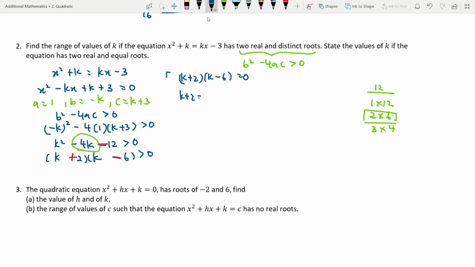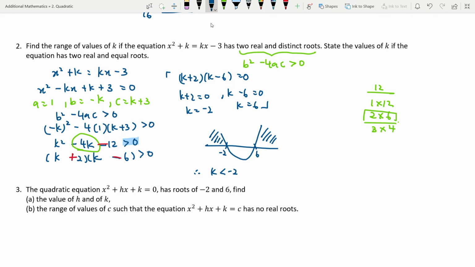We get k plus 2 equal to 0, k equal to negative 2, or k minus 6 equal to 0, k equal to 6. We sketch the curve. We have a positive k squared, so it is a smiling curve. And the intersection points are negative 2 and 6. Since the inequality is greater than 0, we obtain the values above the curve. The range of values of k is k is less than negative 2, k is greater than 6.